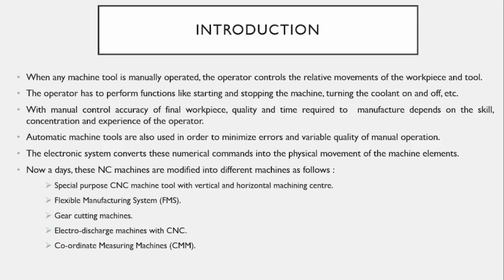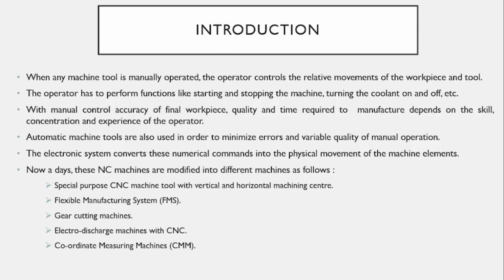The machine tool is manually operated. The operator controls the relative motion of the workpiece and tool. Normally, the machine tool is operated manually by the human operator, and the human operator moves the workpiece and tool manually.